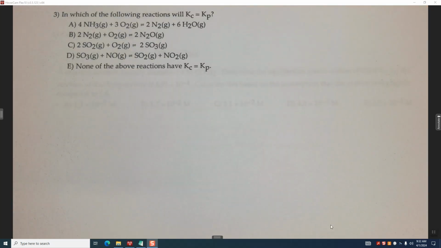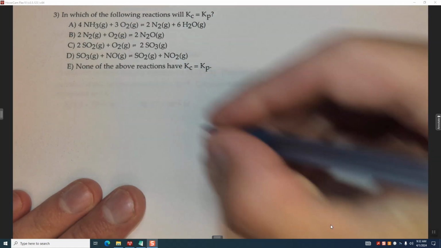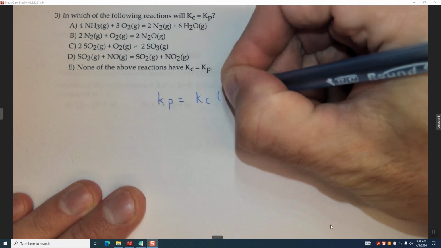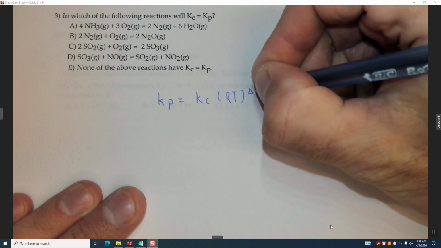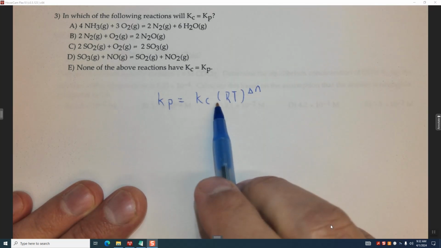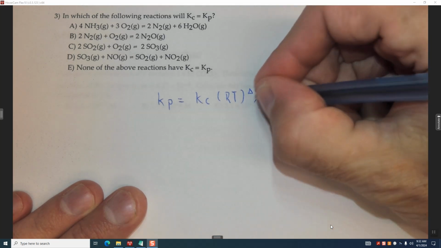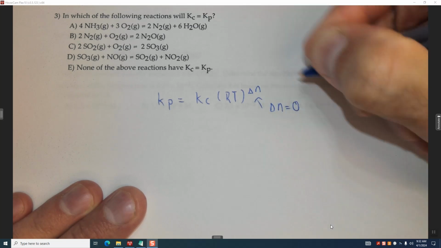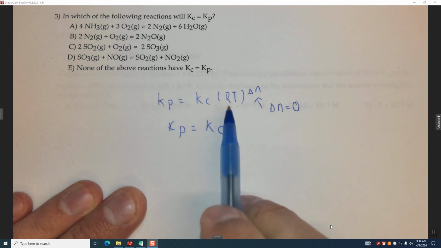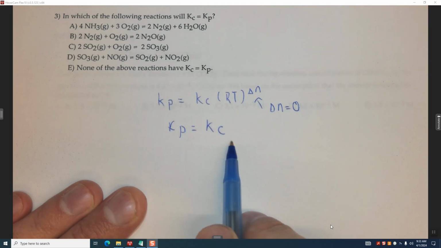Alright, so if you haven't watched the previous question, please start with that one. But it says, in which of the following reactions will Kc equal Kp? So remember from the previous one, Kp equals Kc times RT to the delta N. Note that if delta N is 0, RT to the 0 will just be 1. So if delta N equals 0, Kp equals Kc. Why? Because RT to the 0 is 1, so Kp equals Kc times 1, so Kp equals Kc.